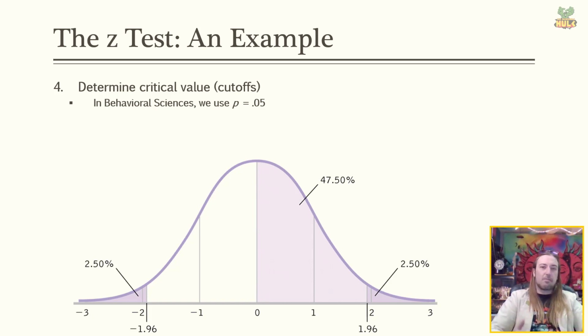Instead of taking a 5% risk, p equals 0.05, they might take a 1 in 1,000 risk, p equals 0.001. Whatever the risk is, we're going to use that percentage to determine our critical values.